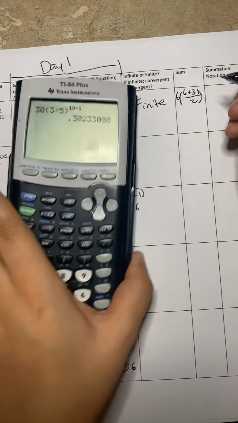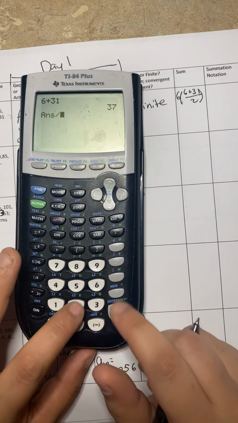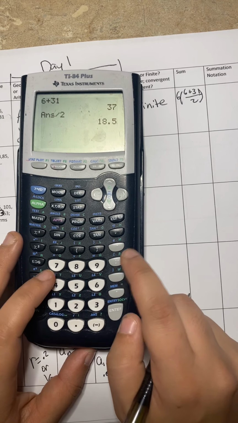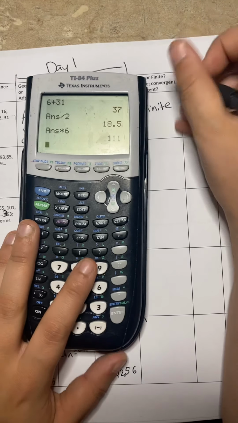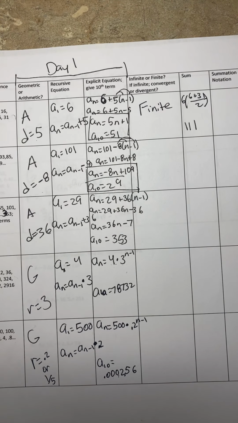And so 6 plus 31 divided by 2 times 6 on the outside gives me 111. So that is the sum of that series.